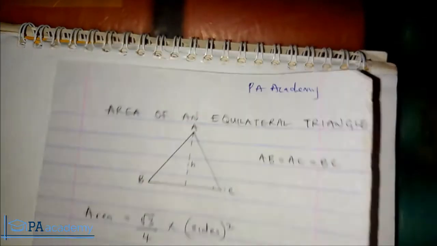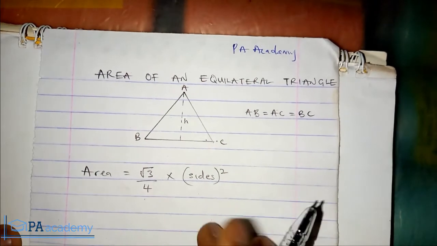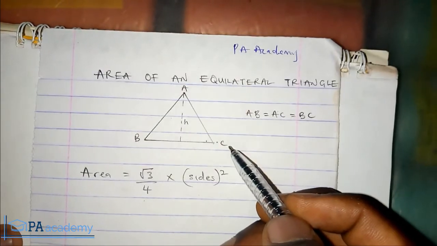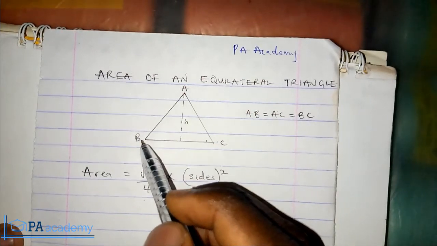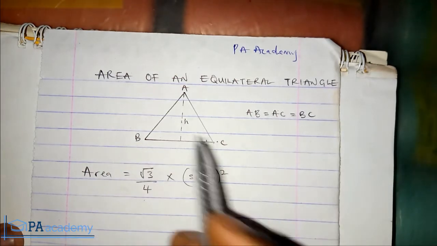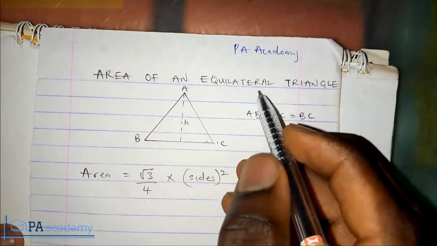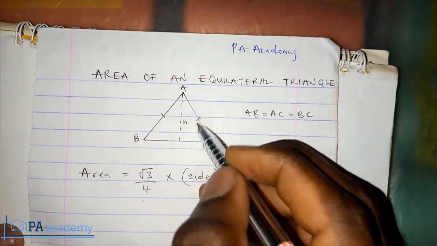So the third one is the equilateral triangle. Now when we talk about an equilateral triangle, that's a triangle with all the sides equal. This shape is not drawn to scale. I just did a freehand sketch. But when we talk about equilateral, know that all the three sides are equal.